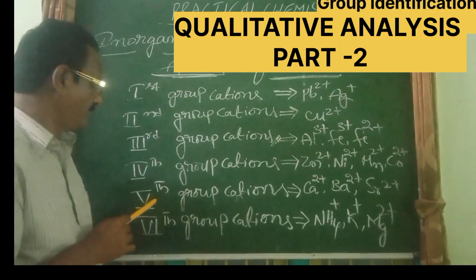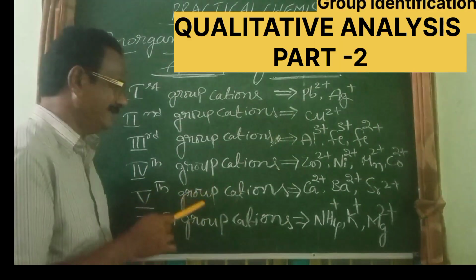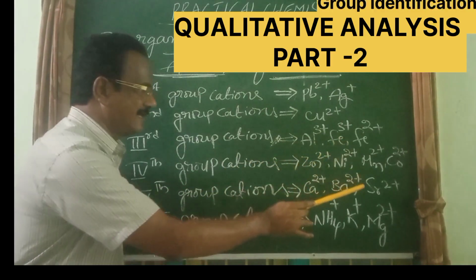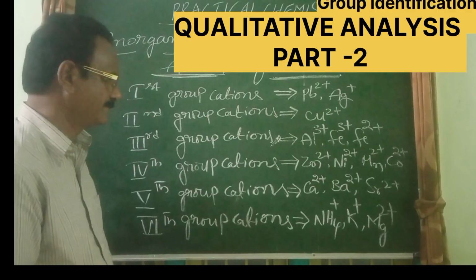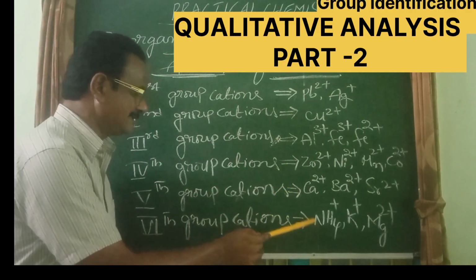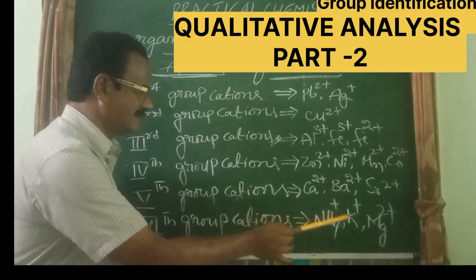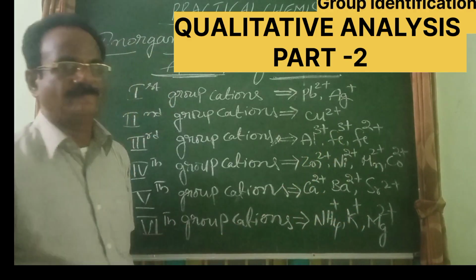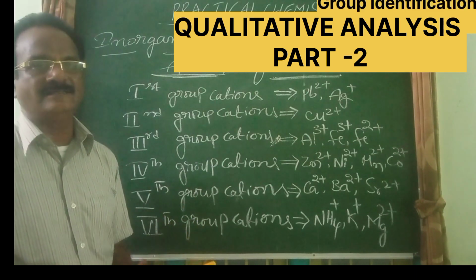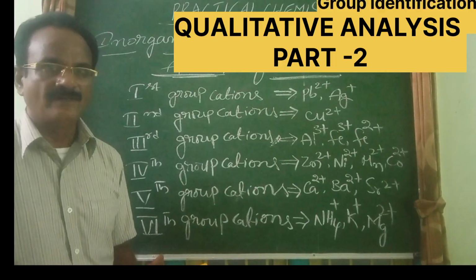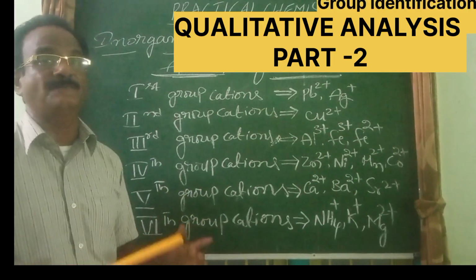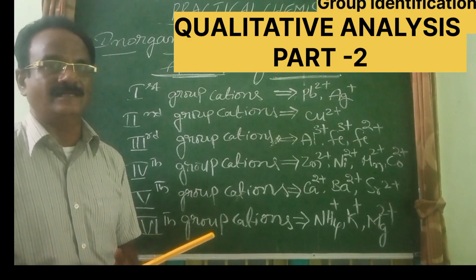Is it clear? Fifth group cations: in this group, Ca2+, Ba2+, Sr2+ are incorporated. Sixth group cations: this group contains NH4+, K+, Mg2+. So after knowing the group division of cations in inorganic practical chemistry, one has to identify the group of cations present in the given salt. Is it clear?